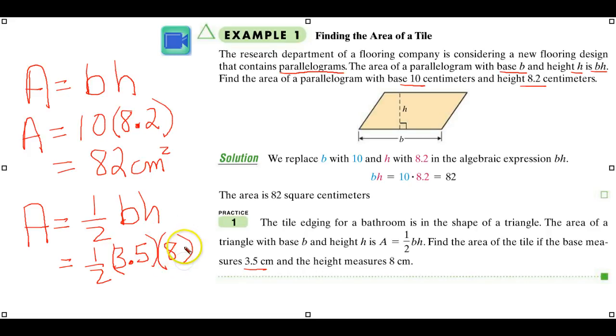I'm already doing something. Now for something like this, when we have factors here, we can actually do some cancellation. We can go, this is 1, and 2 goes into 8 4 times. So we would go 4 times that, and we would get 14 centimeters square.